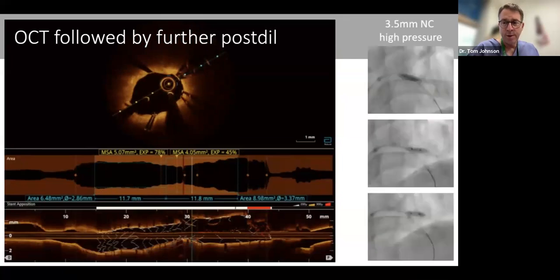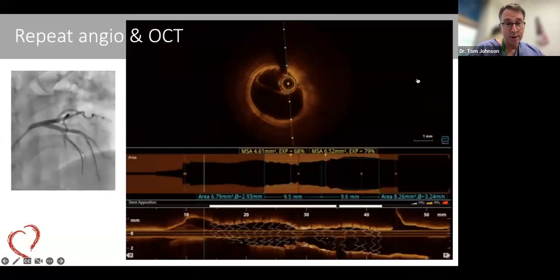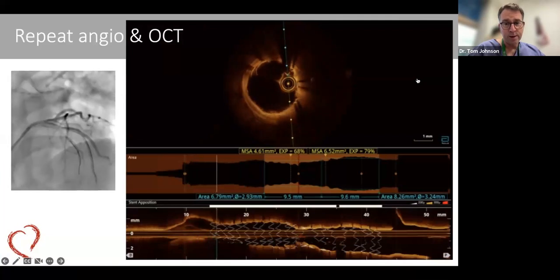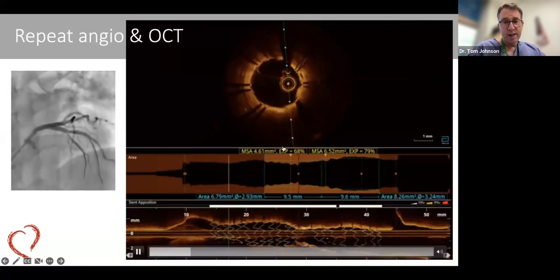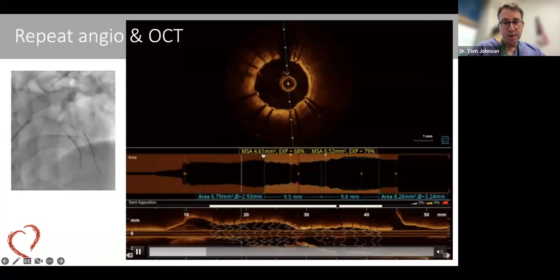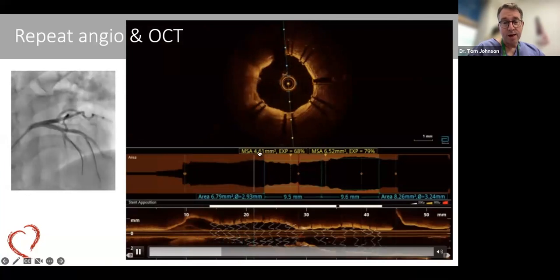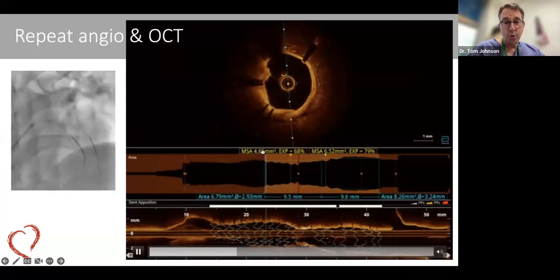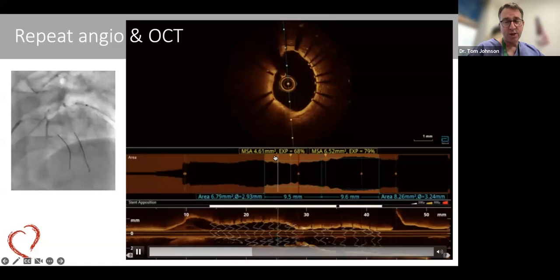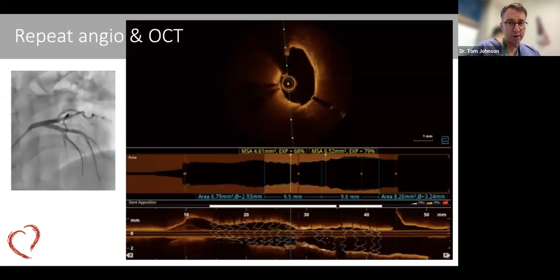So we go back, I actually went back with a 3.5 millimeter balloon, so felt that I could probably go higher than the 3.0 of the distal, and so took a short 3.5 balloon to high pressure in an attempt to get this further expanded. And you can see now with this final OCT run that we've taken the MSA from 4 to 4.6. So that actually has given us greater expansion.